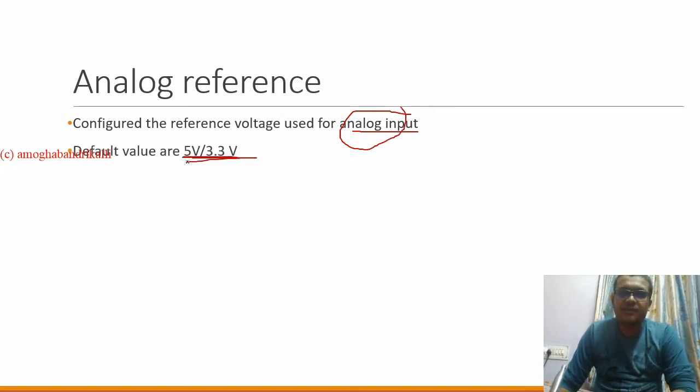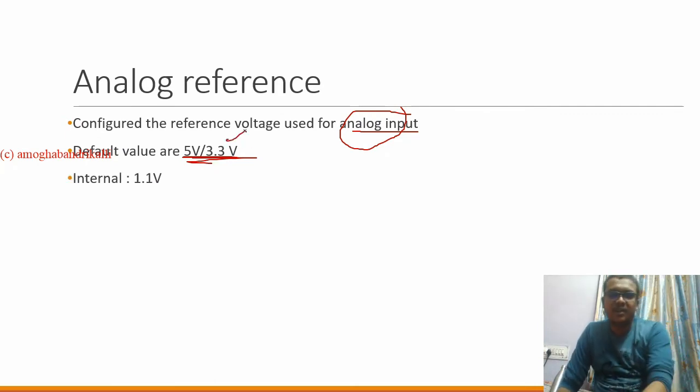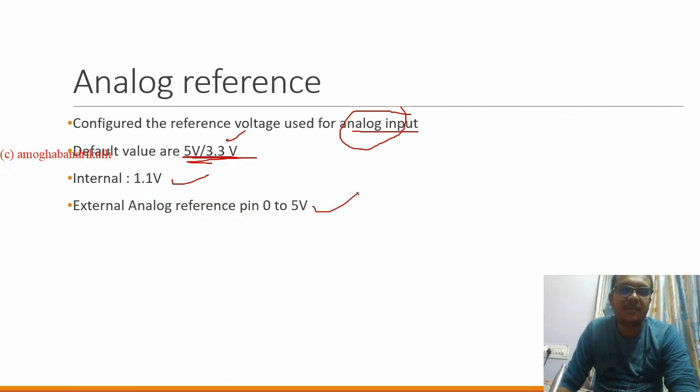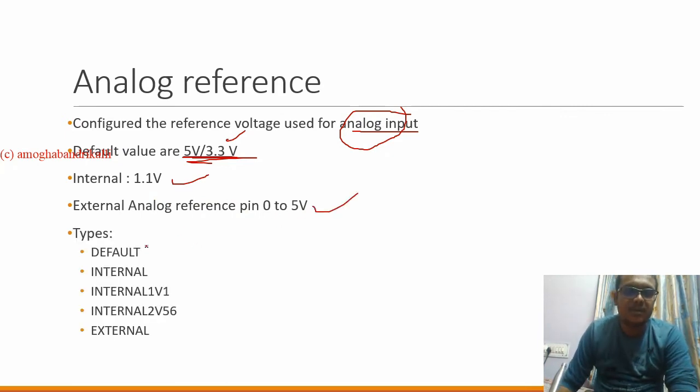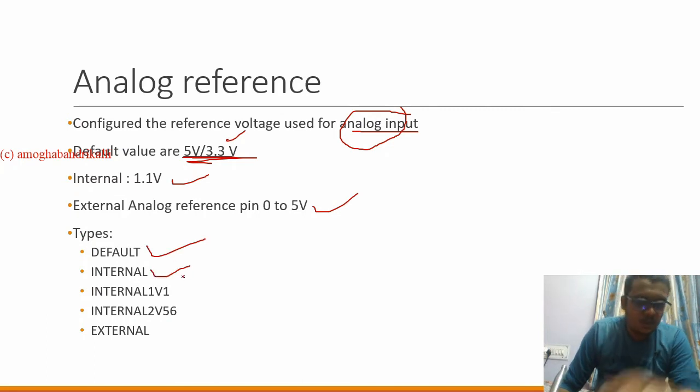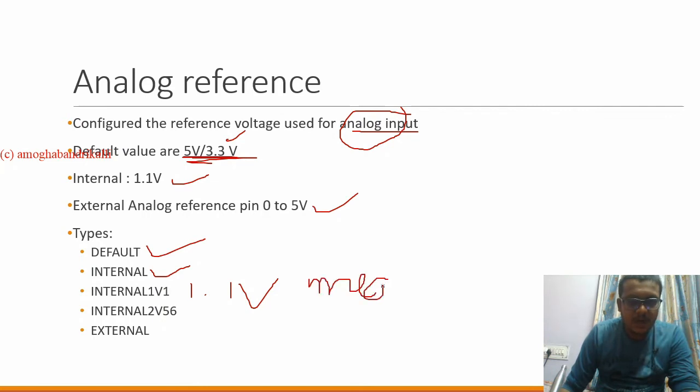The default value will be 3.3 volts. Preferably, all the Arduinos come with 3.3 volts. Internally, the reference value is 1.1 volts. External pins can vary from 0 to 5 volts. So the types are default and INTERNAL1V1. This 1V1 is going to give you 1.1 volts. It is used only in Arduino Mega, which is another type of Arduino device.